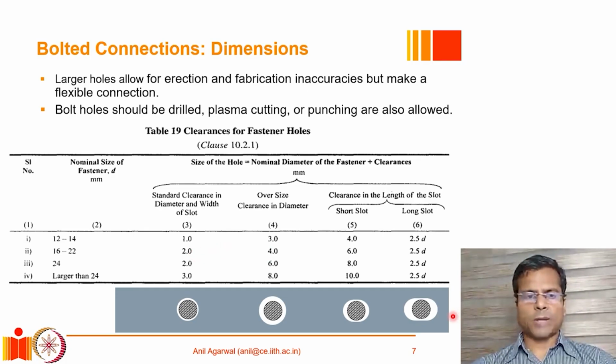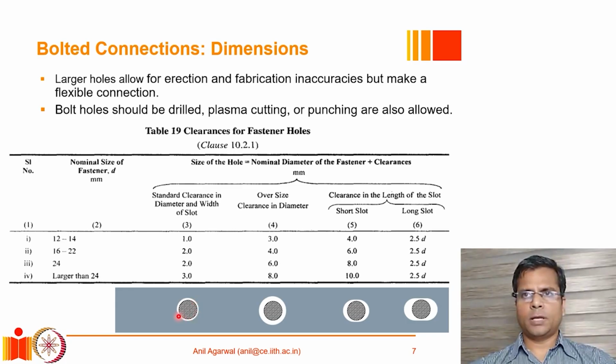The holes can be provided by drilling, by punching, or by plasma cutting. Out of these, drilling is the most preferable way because it does not introduce any local imperfections or does not change the material characteristics in the neighborhood. It creates a smooth surface.